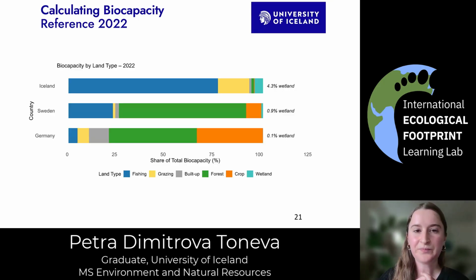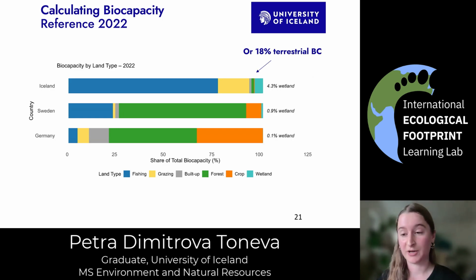And then we can already look at how biocapacity, including wetlands, looks for a reference scenario. So for Iceland, about 4.3 of national biocapacity would be coming from wetlands. And because Icelandic biocapacity is dominated by fishing grounds, since it's a relatively small country with relatively very large fishing grounds, if we remove fishing grounds, it would amount to 18% of terrestrial biocapacity. And then for Sweden, we have 0.9%, and for Germany, 0.1%.